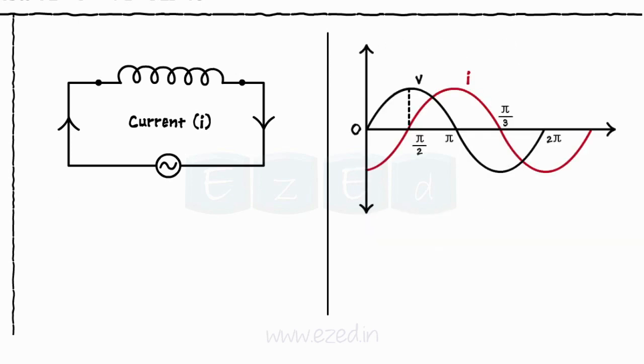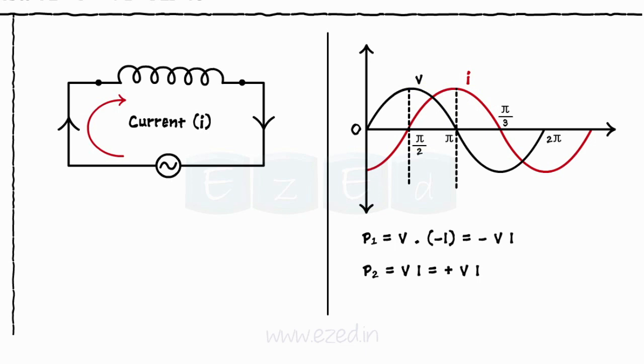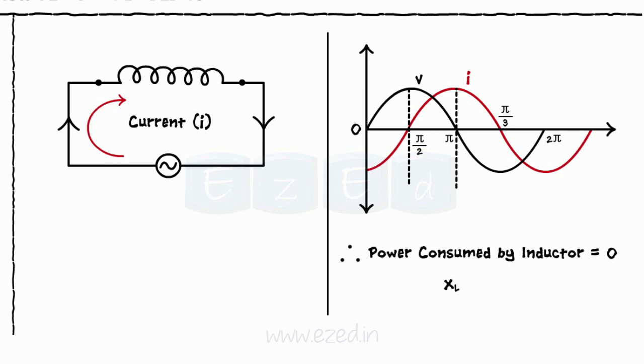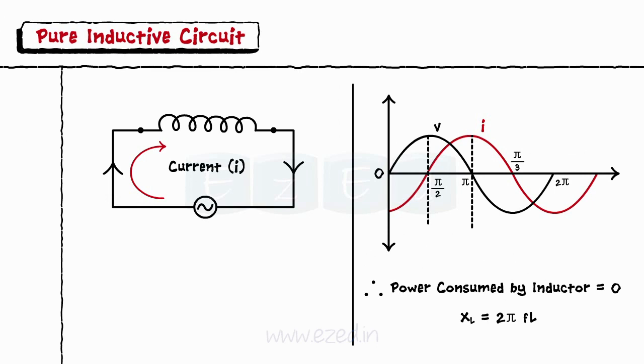For the first half of 90 degrees, the voltage is positive and the current is negative. Hence power becomes negative and it flows from the inductor to the source. For the next 90 degrees half, the voltage and the current both are positive, leading to the generation of positive power from the source to the inductor. These two powers cancel each other and hence the power consumed by the inductor becomes zero. The inductive reactance is given as XL equals 2 pi FL.